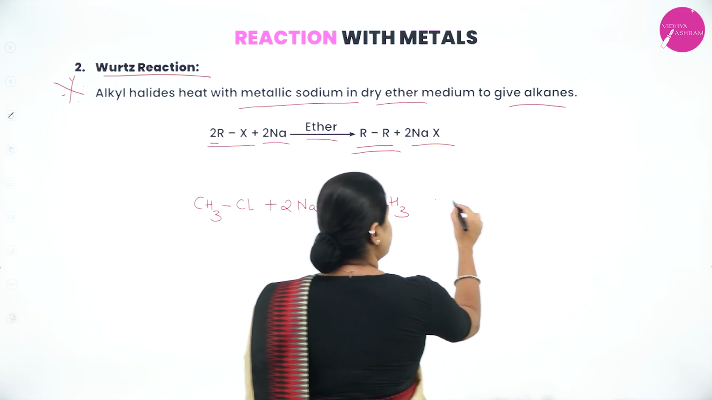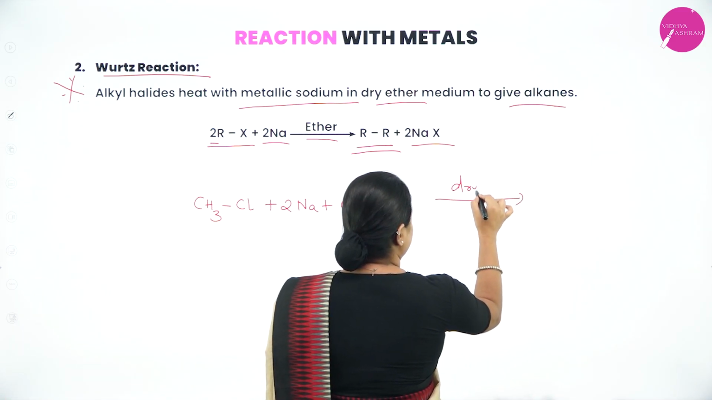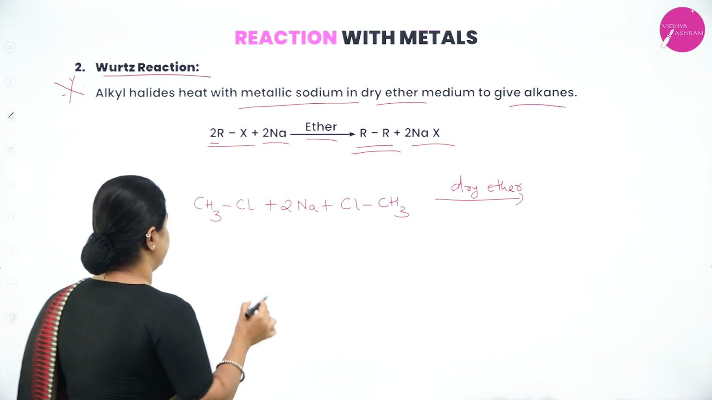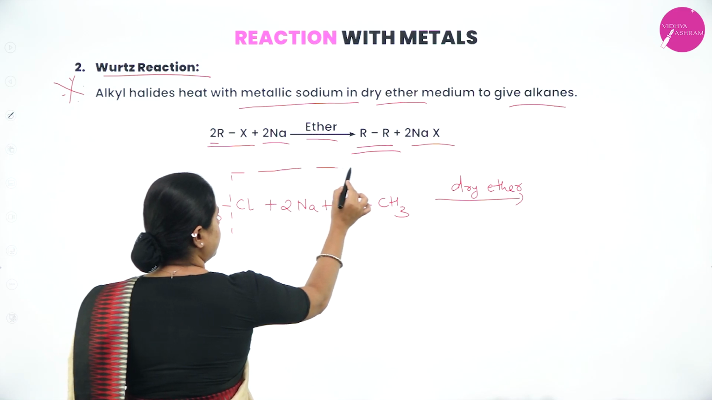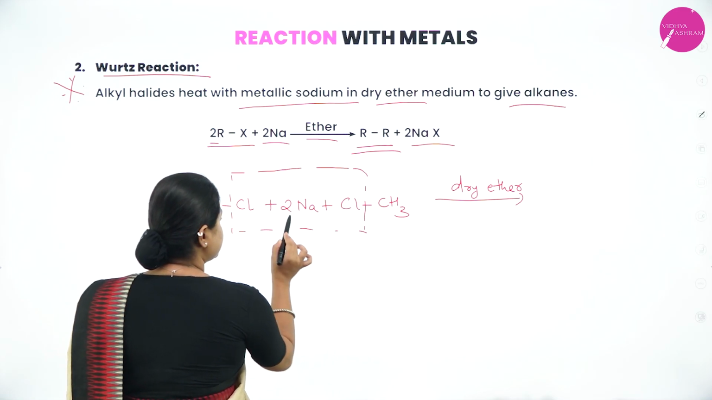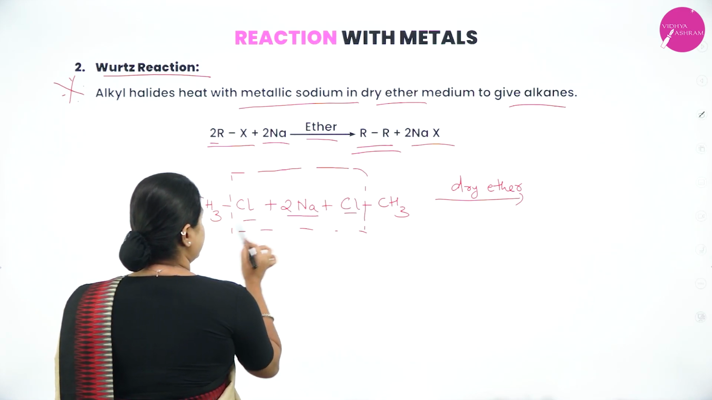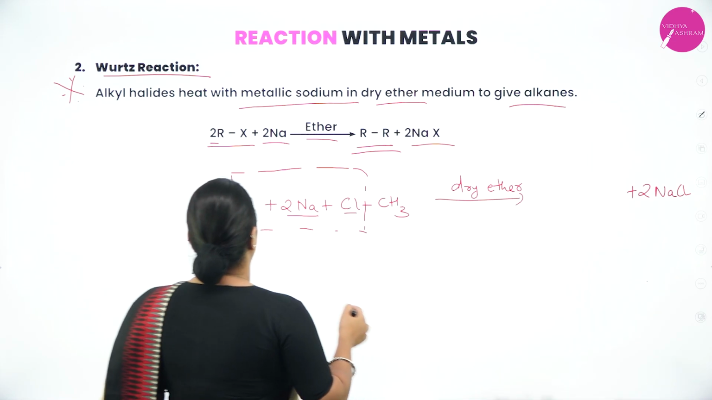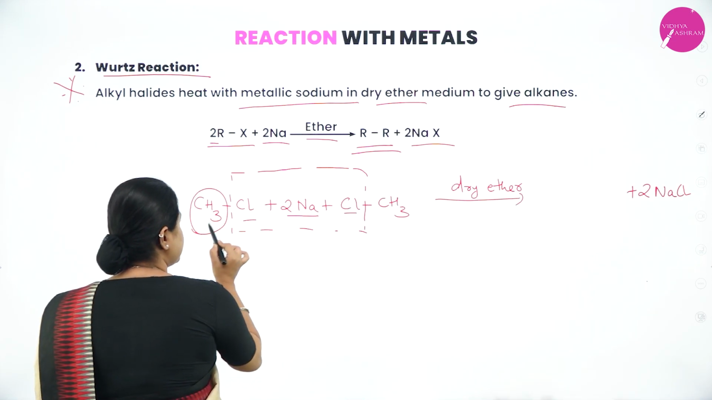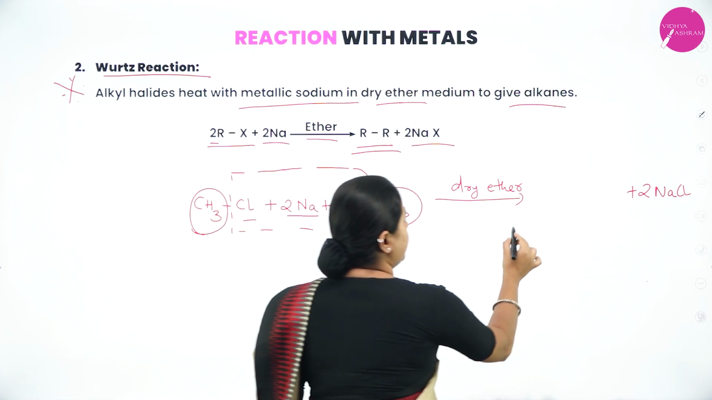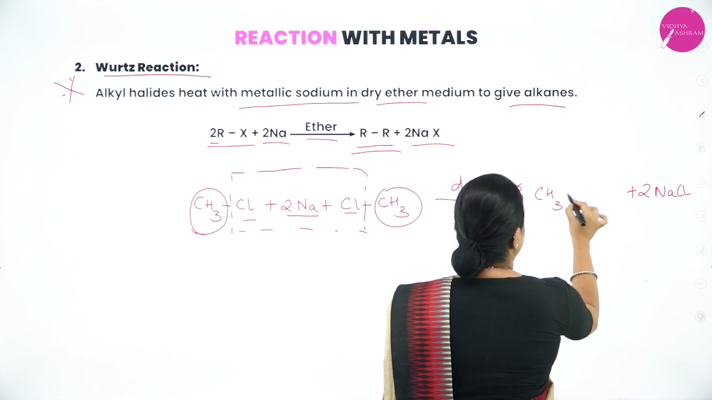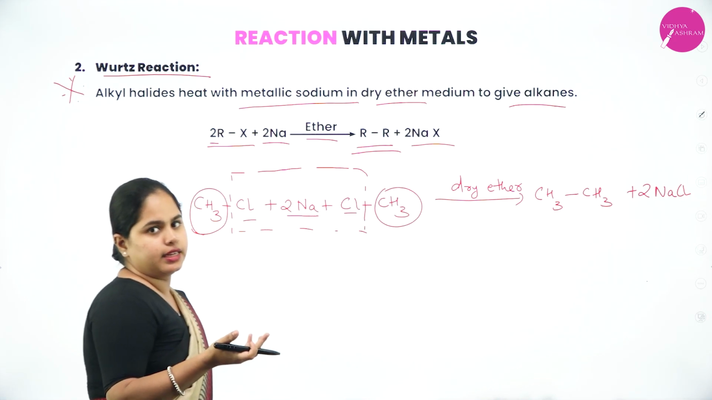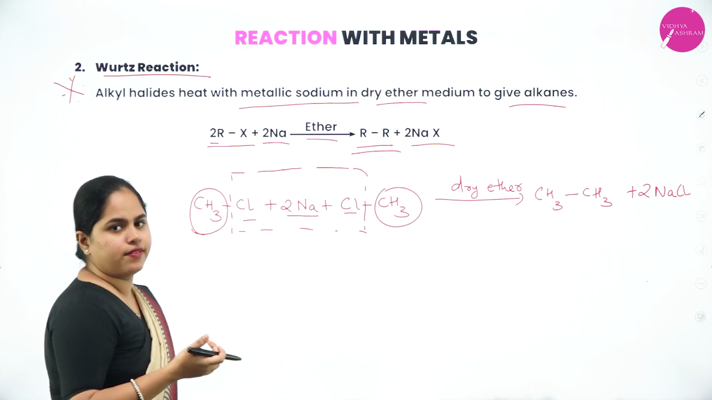In presence of what? Dry ether. What happens here? How you are getting the alkane is, this much part will be removed. That is 2Na and 2Cl will be removed as 2 NaCl. Other than that, what is left? One CH3 here, another CH3 here, that is C2H6. What is it? It is ethane, right? Alkane is formed. Okay, so this is the way it will be formed.